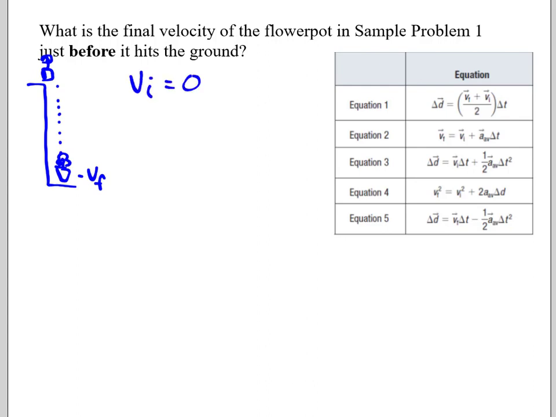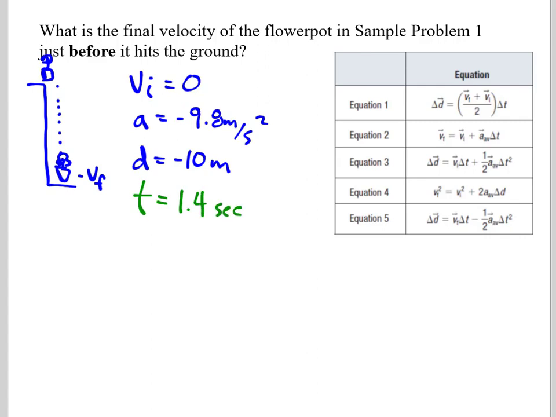We have v initial is 0, acceleration's negative 9.8 meters per second squared, d is negative 10 meters, and I'm going to put this in a slightly different color. We actually know the time. It's 1.4 seconds. But I'm going to try and avoid using that. The reason I want to avoid using the time value, if I can, is because it's a calculated value. And if I've made a mistake in that, I've rounded it off too much, I'm going to be compounding those mistakes in the rest of my question. So what I would like to try and do, if possible, is solve this problem without using a calculated value. I want to see if there's enough information that was given outright.